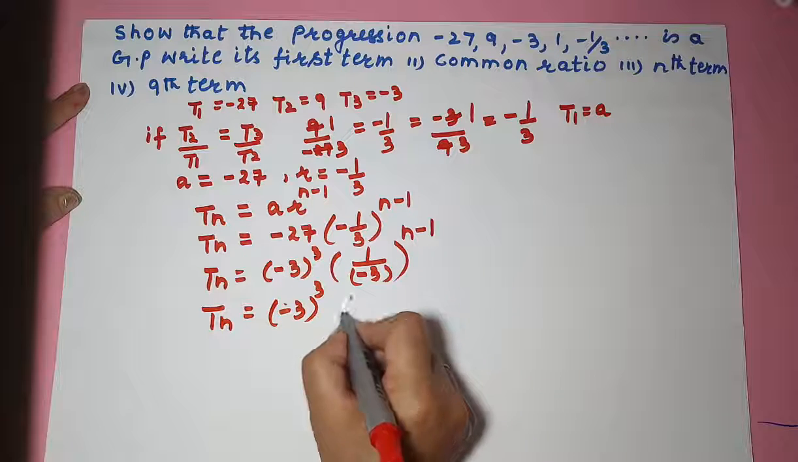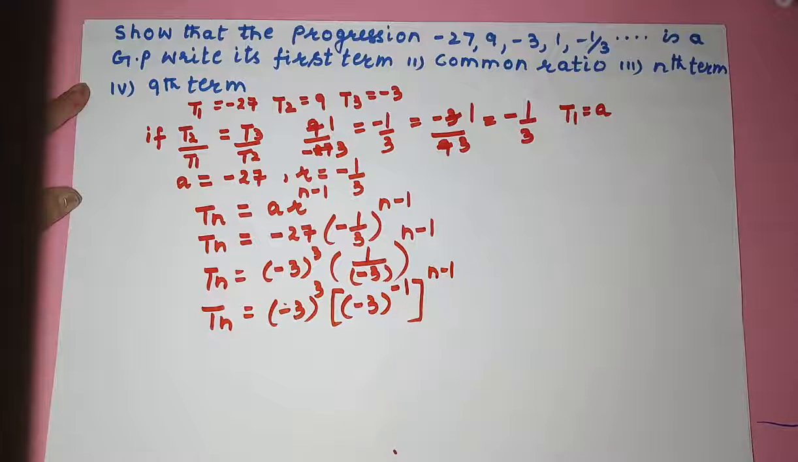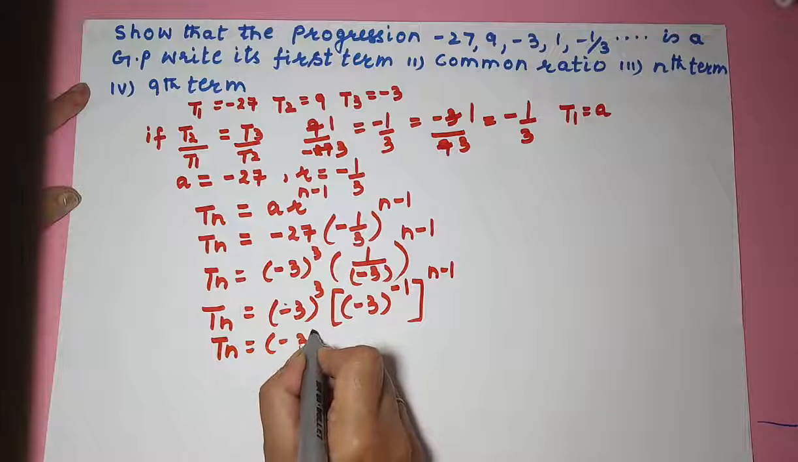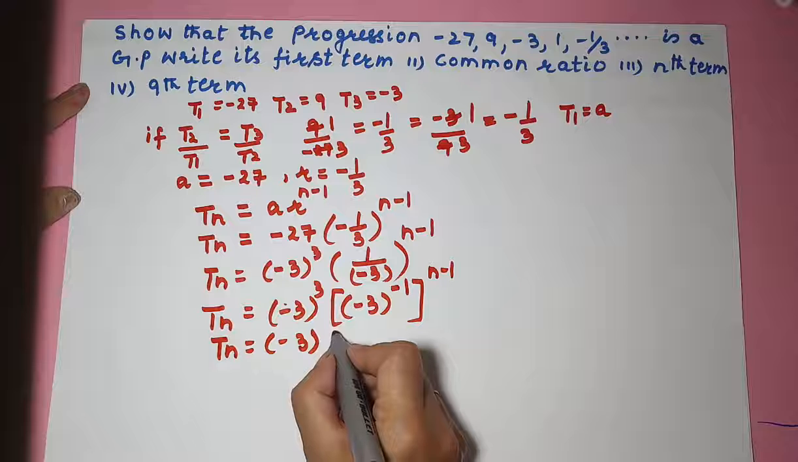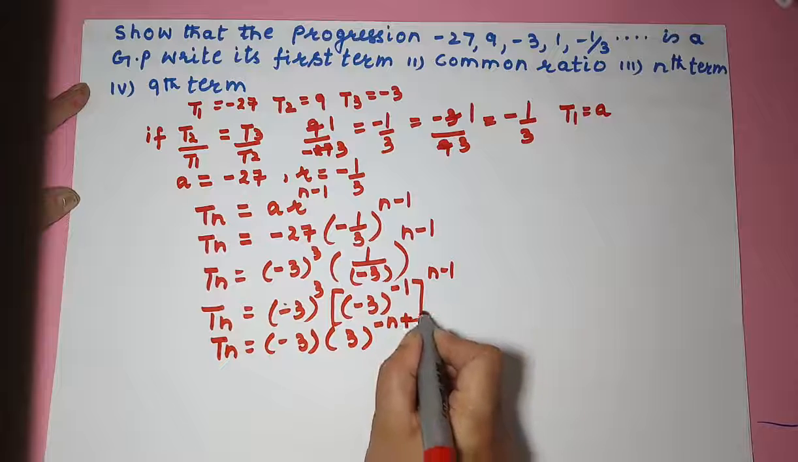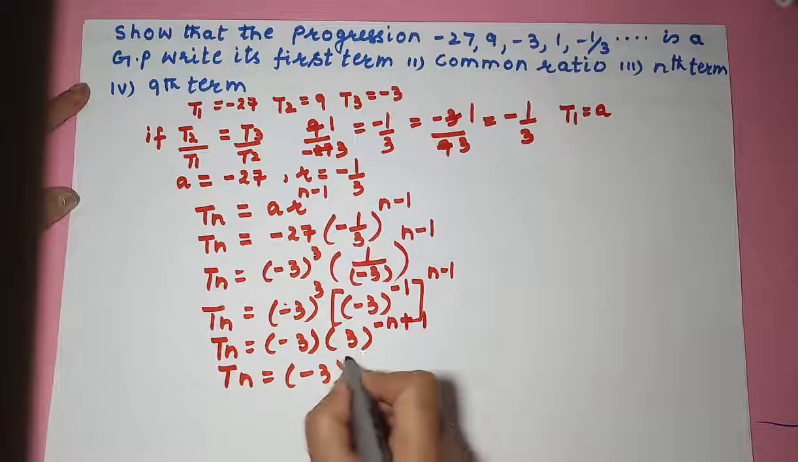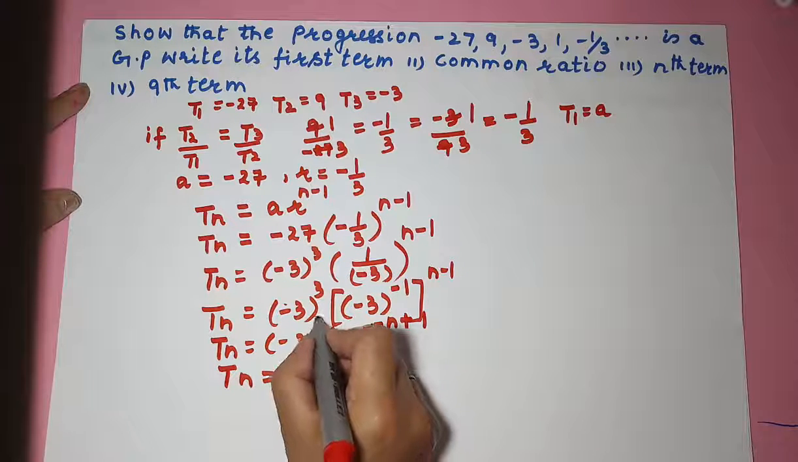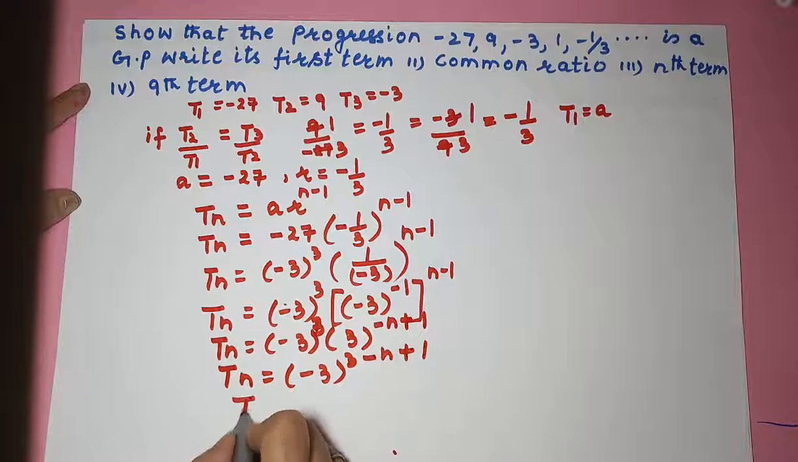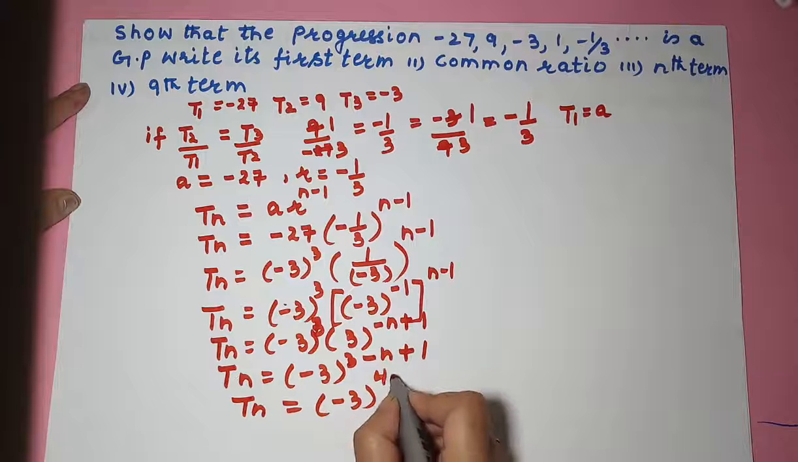Next, I'll get minus 3 whole cube. This 3 I can shift up. It will become minus 3 raised to minus 1. And outside I have n minus 1. Fine. Now further I can write this as minus 3. In multiplication, when bases are same, powers are added. So first I will simplify this. This will be minus n and plus 1. Now if I add the powers, what will I get? Minus 3. The power here is 3. So this will be 3 minus n plus 1. So finally my Tn is minus 3 raised to 3 plus 1, which is 4 minus n.